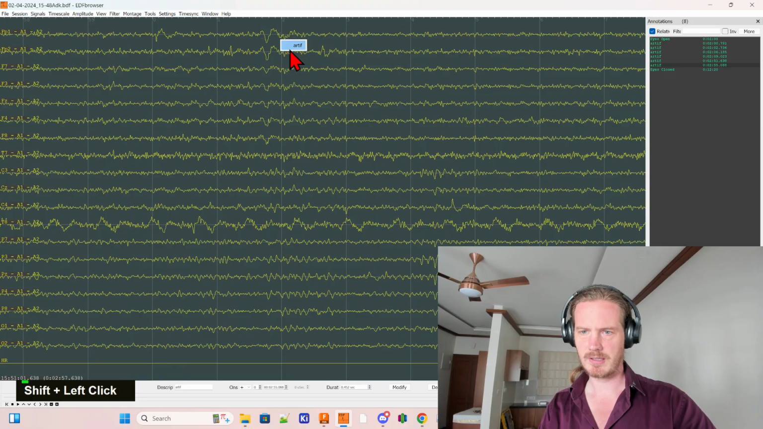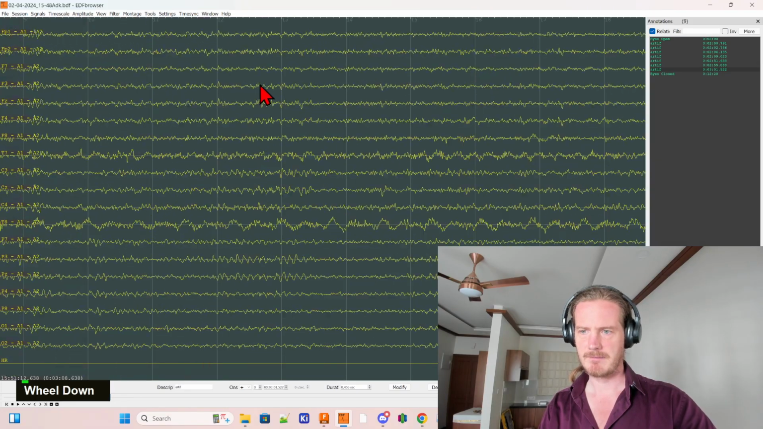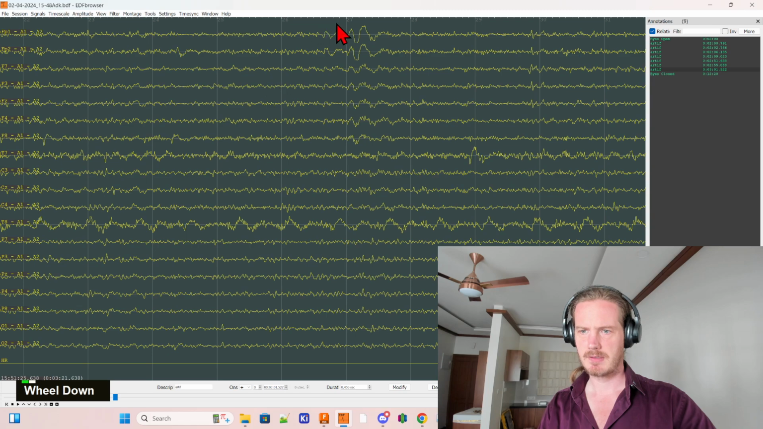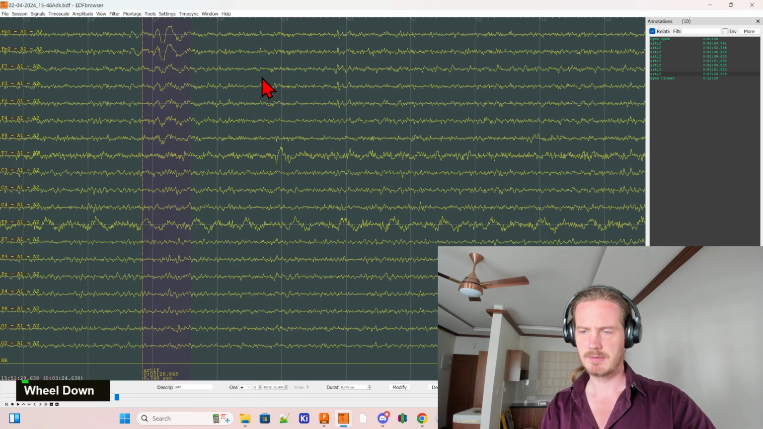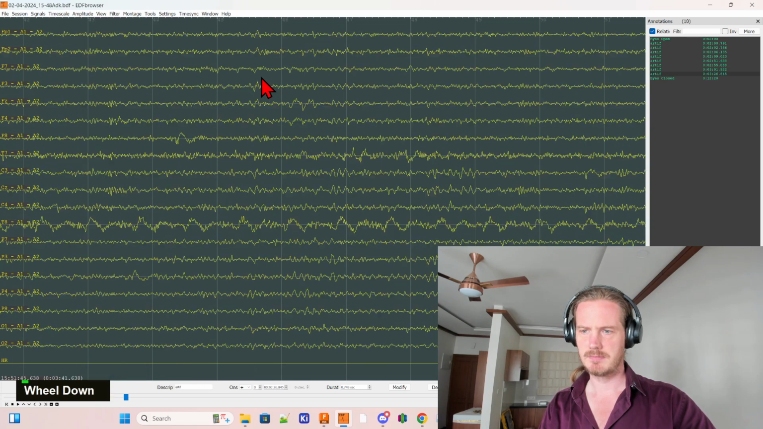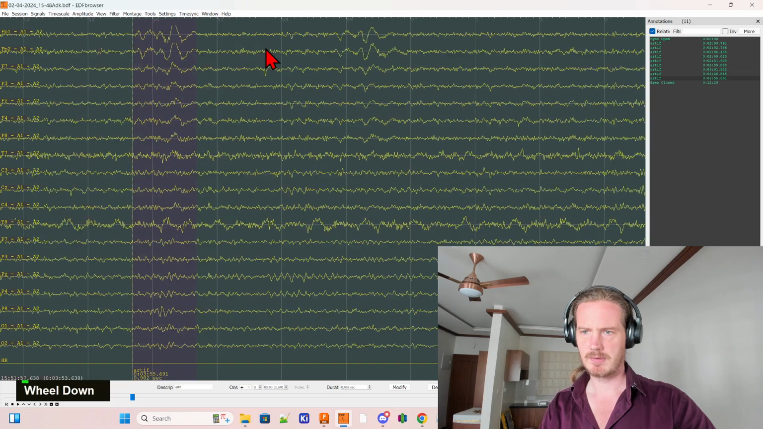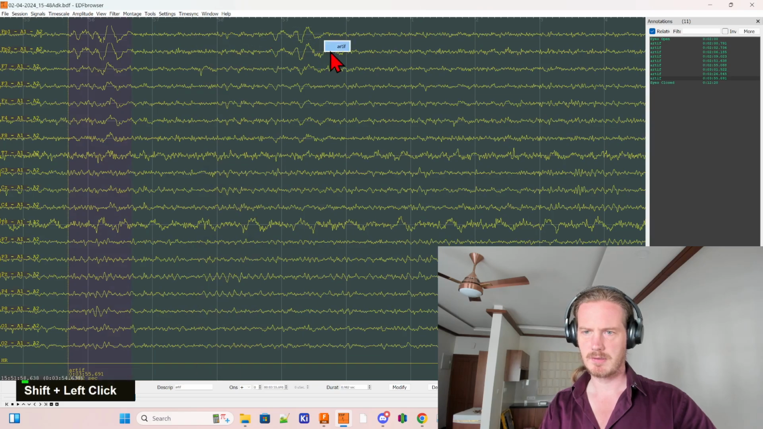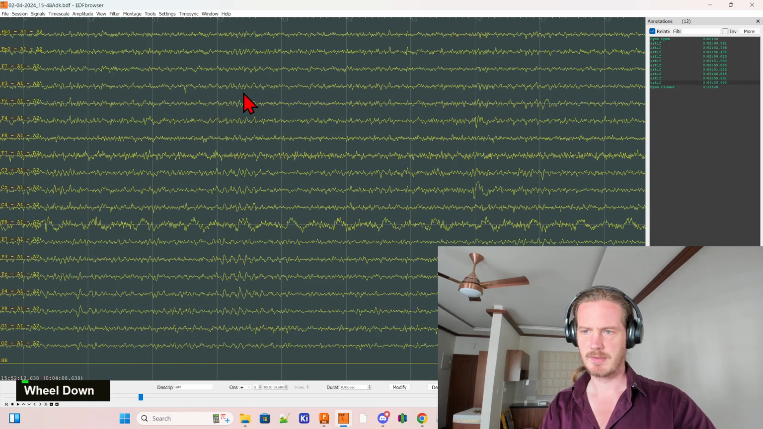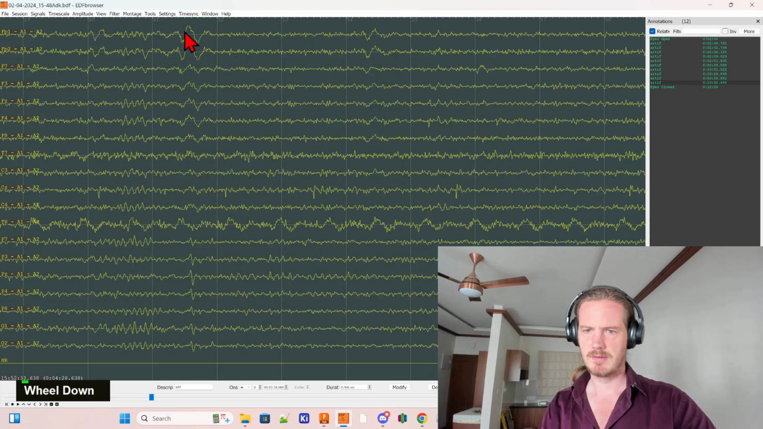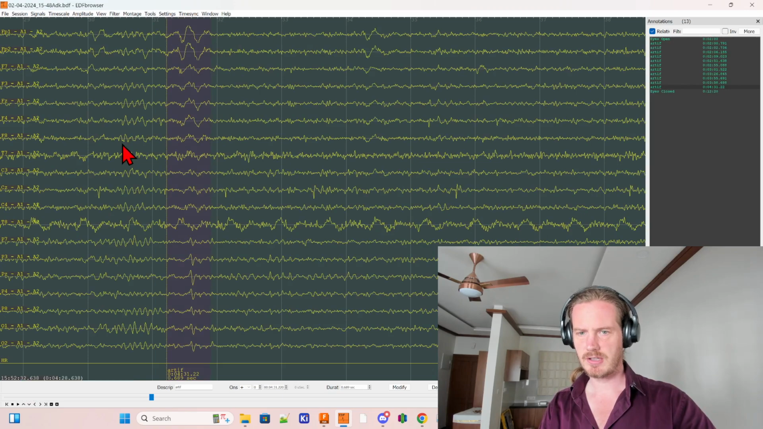And this little eye blink here. And here's an eye blink, and an eye blink, and an eye blink, eye blink. This here, you can see the waves are a little different.